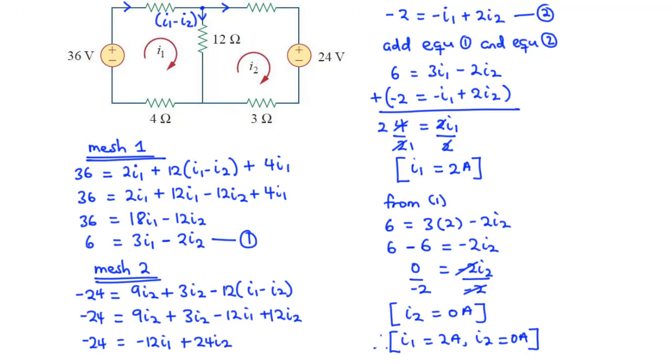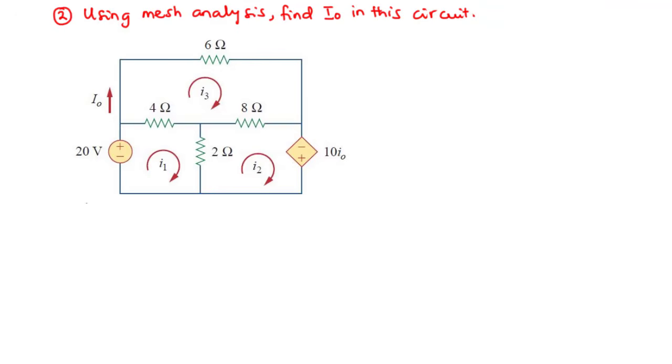Now let's move on as we solve the second example. So for the second example, we are going to use mesh analysis to find the current I0 in this circuit. So as usual, we have the mesh currents I1, I2, and then I3. So we have 3 meshes in here. And then we are supposed to find the current I0 in the circuit below. Now, first of all, let's try to assign branch current in the circuit. So considering mesh 1, we are going to take the clockwise direction.